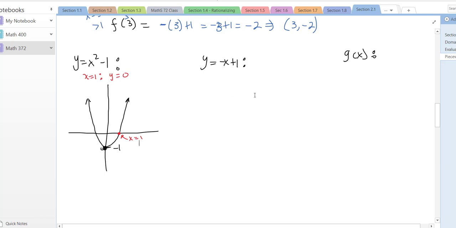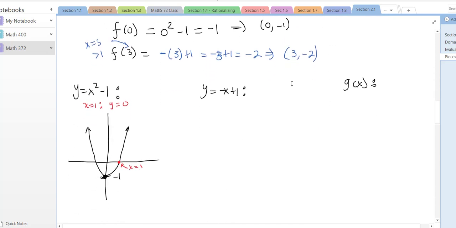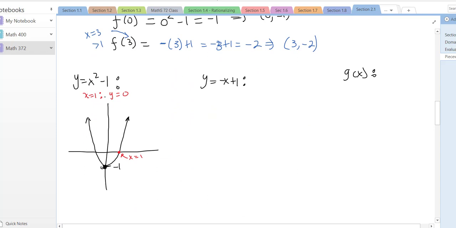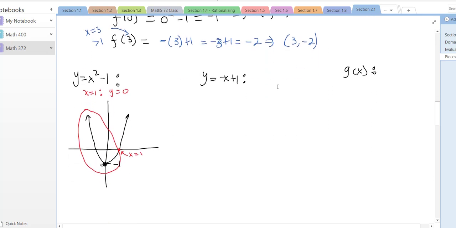Now remember, the function said I want to look like x squared minus 1 when x is less than 1, so everything smaller than 1. That means we're going to take the left side of this parabola. Do I want to include x equals 1 or not? Let's go back and see. No, it doesn't have the equals, so we will not include 1. So I'm going to say not including the point (1, 0).